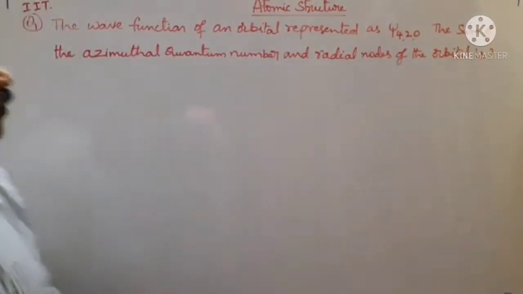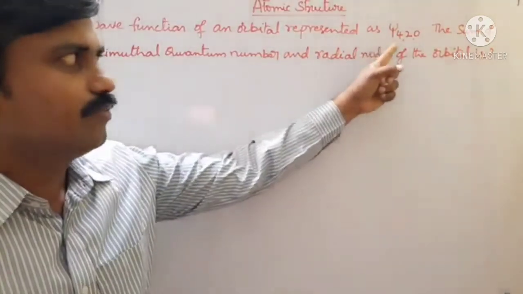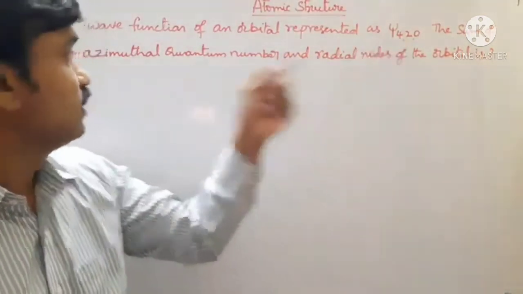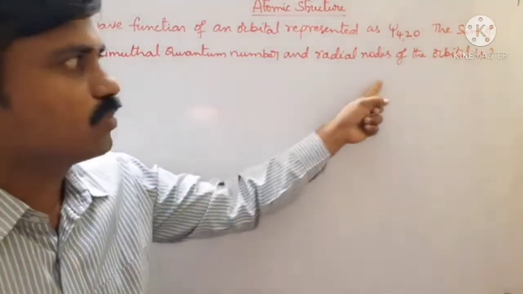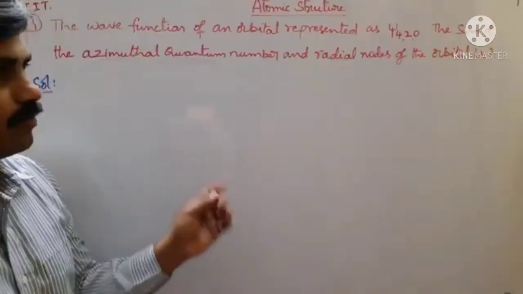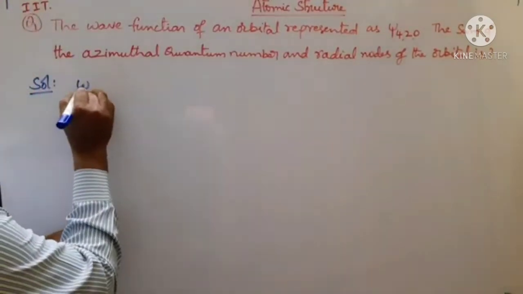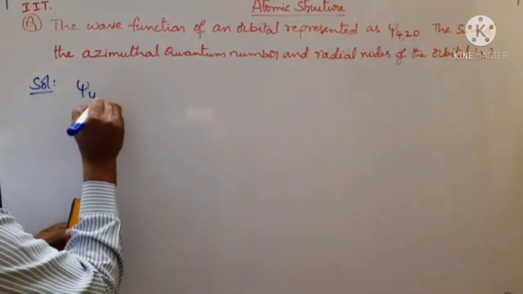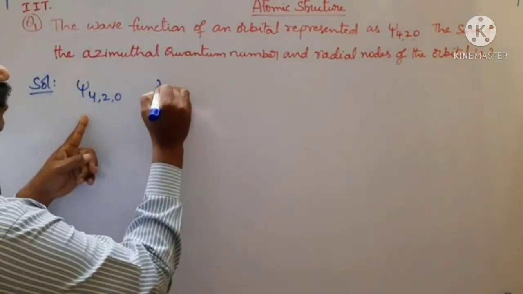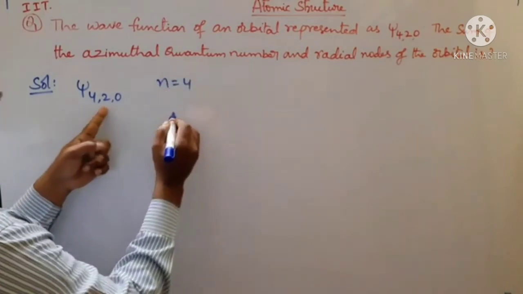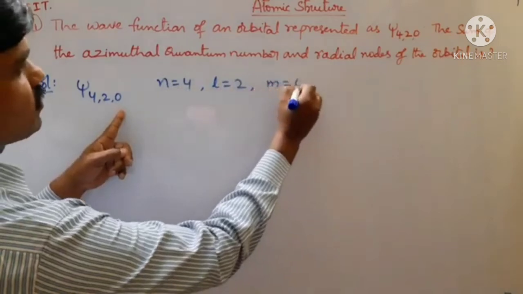Look at the next IIT problem. The wave function of an orbital is represented as psi 4 2 0. The sum of the azimuthal quantum number and radial nodes of the orbital is. For solving this problem, first of all we have to know about psi 4, 2, 0. So it means principal quantum number n value is 4, azimuthal quantum number l value is 2 and magnetic quantum number m value is 0.